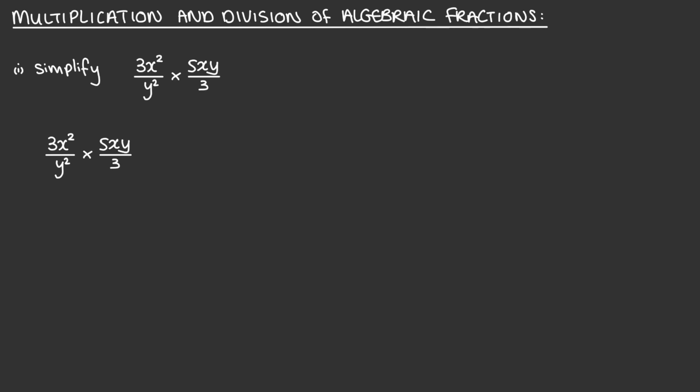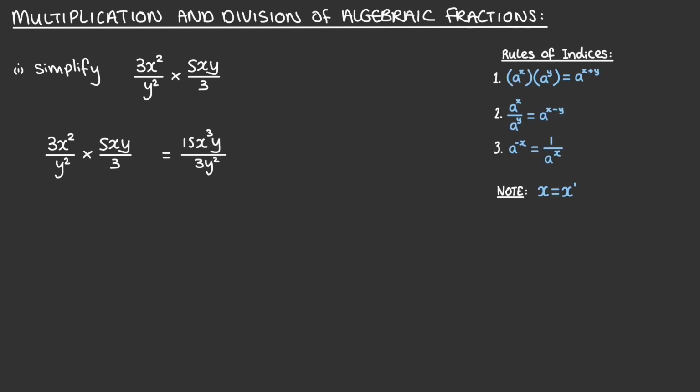So in this case, we must multiply 3x squared by 5xy and y squared by 3. We end up with 15x cubed y divided by 3y squared. So on the numerator, you can see that x squared multiplied by x is the same as saying x squared multiplied by x to the power of 1. In our first rule of indices, we have a to the power of x multiplied by a to the power of y is equal to a to the power of x plus y. So in this case, x squared multiplied by x is equal to x to the power of 2 plus 1, which is equal to x to the power of 3.